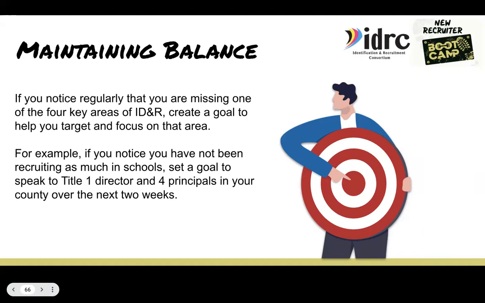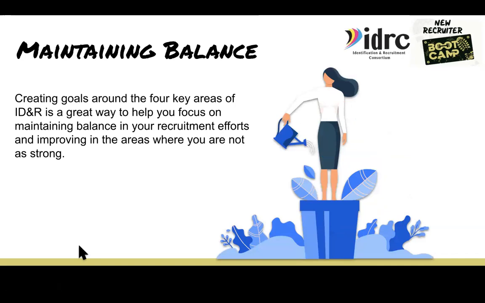A good example of a goal would be if you notice that you have not been recruiting as much in schools, set your goal to speak to the Title I director and 4 principals in the school district over the next couple of weeks. So that gives you a clear idea of what you want to do to make sure that you are recruiting in all 4 key areas. Creating those goals around the 4 key areas is a great way to help you focus on maintaining balance in your recruitment efforts and improving the areas where you are not as strong.